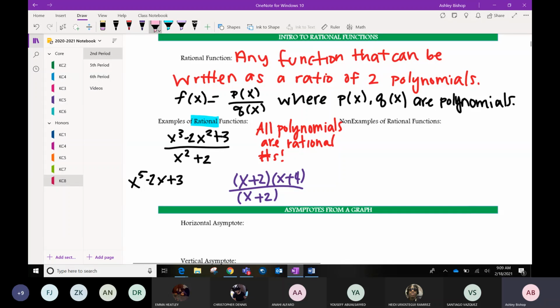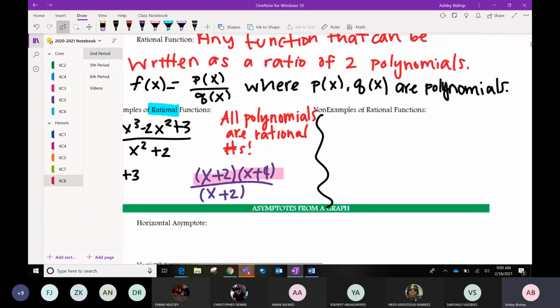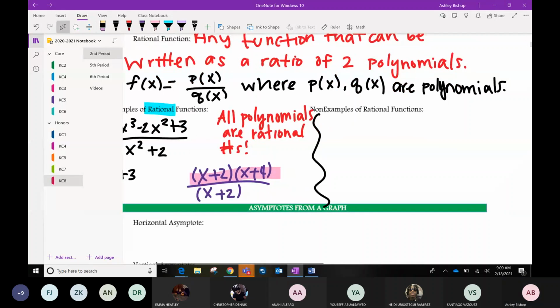That includes their factored form, because I can FOIL this out, which we did last unit. I can FOIL this out and get a polynomial out of it. I can get x squared plus 6x plus 8 out of that. So that includes their factored form. Okay? Some examples that are not rational functions, let's see some specific examples.